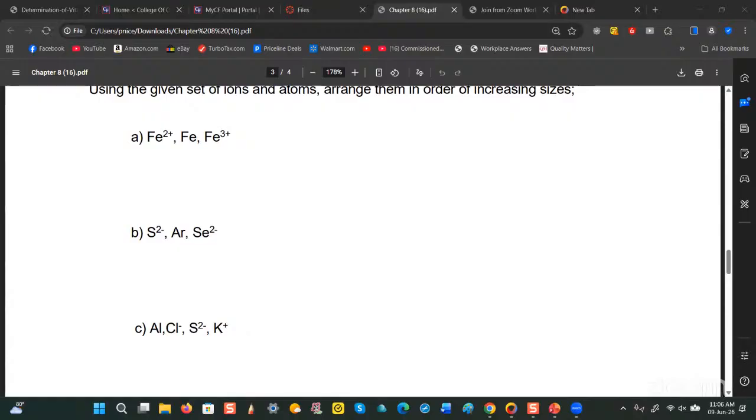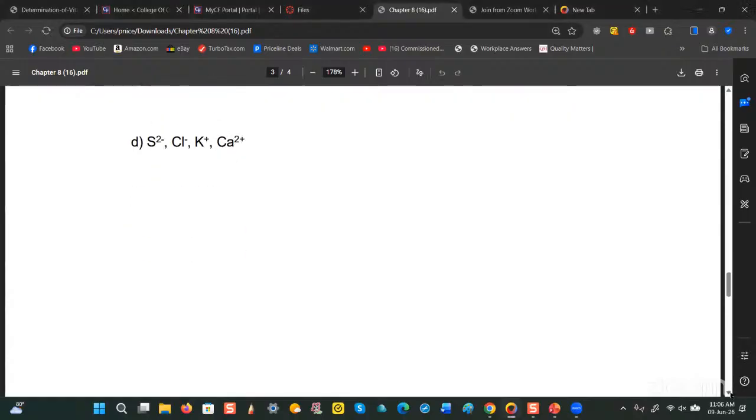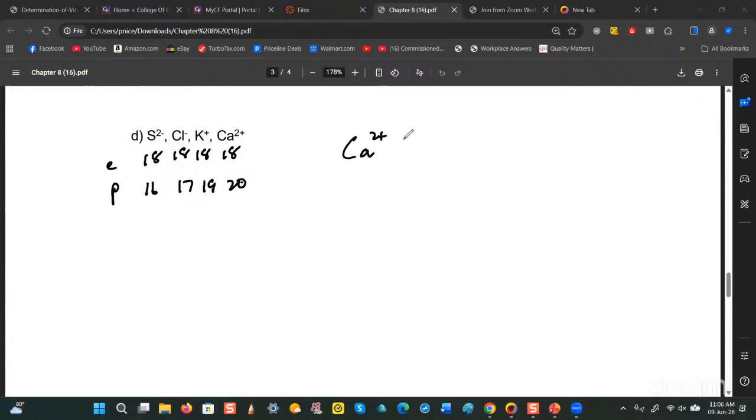Let's go down. And then now let's look at this one: sulfide, chloride, potassium, and calcium. So in this case here, again, I will look at the number of electrons in each of these. Sulfide will be 18, chloride will be 18, potassium will be 18, and calcium will be 18. So this is very easy because all we have to do is look at the difference in your nuclear charges. Sulfur will be 16, chlorine will be 17, potassium is 19, and calcium is 20, right? So the order would be, calcium would be the smallest, followed by potassium, followed by chloride, followed by sulfide. And that would be the order.